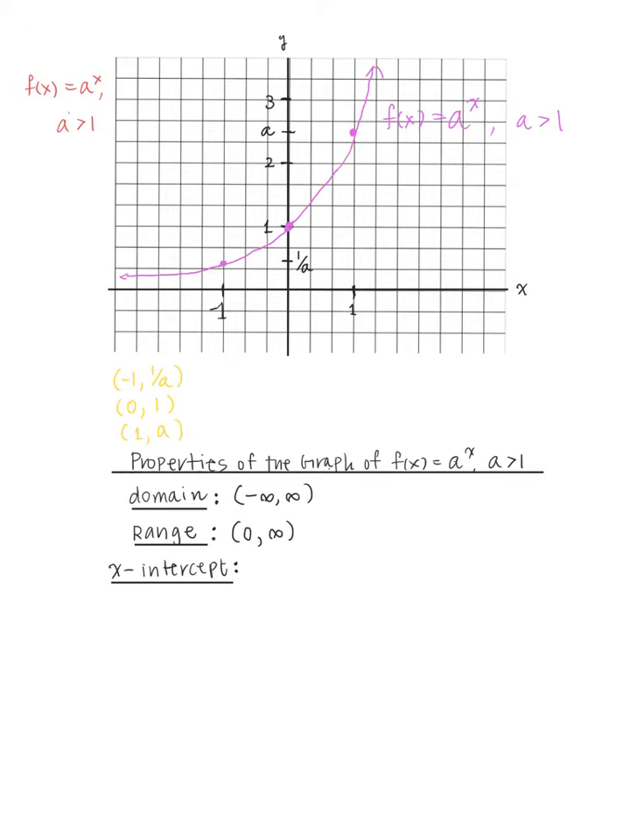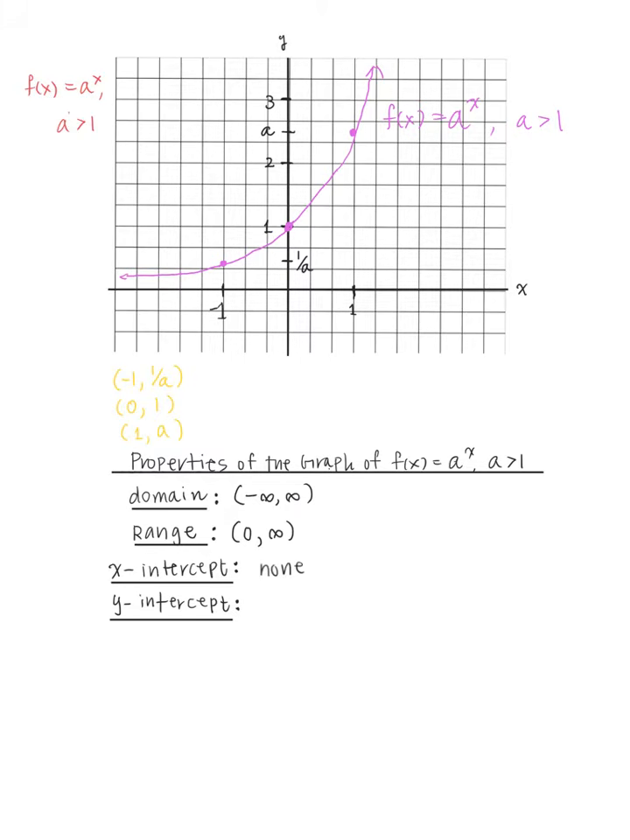Next, let's go with the x-intercept. Now remember, the x-intercept is the point where the graph is going to cross or touch the x-axis. But remember that the left tail end of the graph is never going to touch that x-axis. So, do we have any x-intercept? Nope, I don't think so. So there is no x-intercept for the exponential function. I'm just going to write it as none.